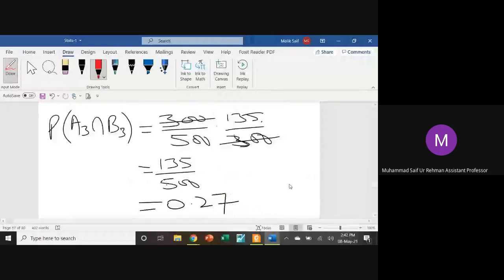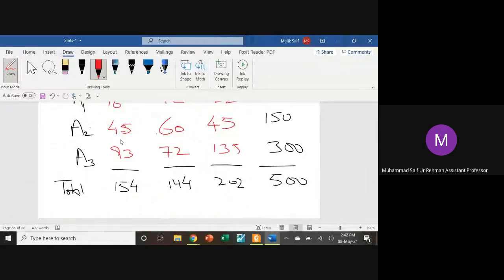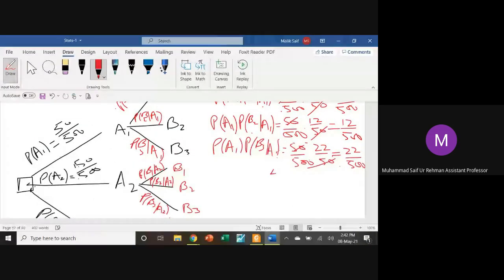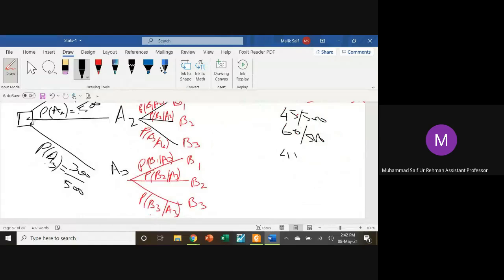So therefore, I am going to write down these probabilities straightforwardly. 45, 60, 45. Let me change the color. So the first probability will be 45 divided by 500. Second will be 60 divided by 500. Third will be 45 divided by 500. I think it is clear. Yes, sir. Okay.